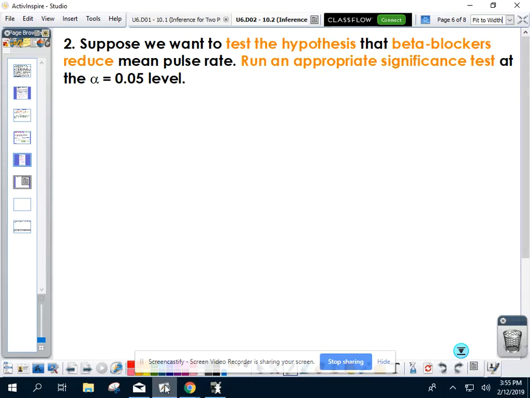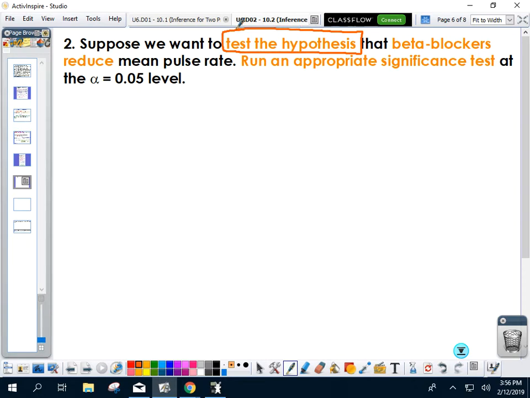Well, that was just an interval, so now let's go through and do a test so you can see how similar and different they are. Suppose we want to test the hypothesis. That's your clue that this is a test. Test that beta blockers reduce the mean pulse rate. "Run an appropriate" is another clue. It's a test at the alpha equals 0.05 level.